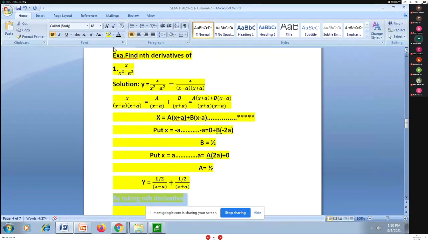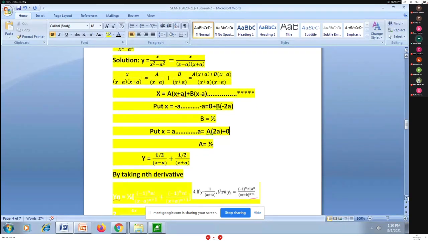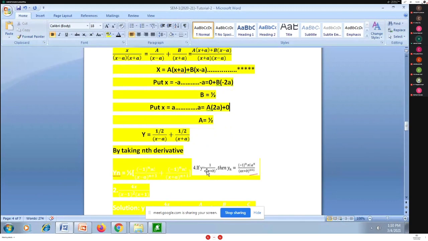You are going to take the nth derivative for both the sides. By using which formula? Whenever you have y is 1 upon x plus b, you can write the nth derivative as minus 1 raised to n factorial a raised to n upon x plus b raised to n plus 1. Use this formula for both the terms. Yes, for both the terms you will apply this formula.